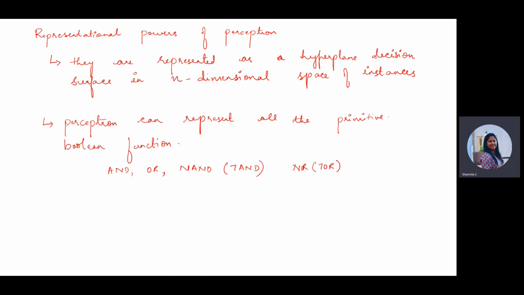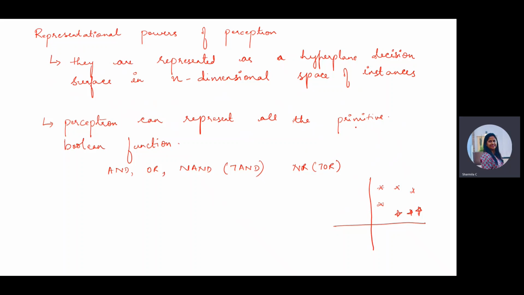Coming to the representational powers of the perceptron, perceptrons are represented as a hyperplane decision surface in n-dimensional space of instances. The instances are nothing but these points. They are represented as a hyperplane decision surface in n-dimensional space of these instances.